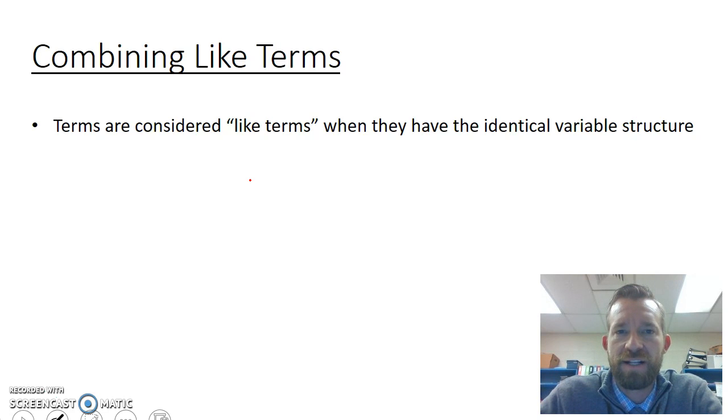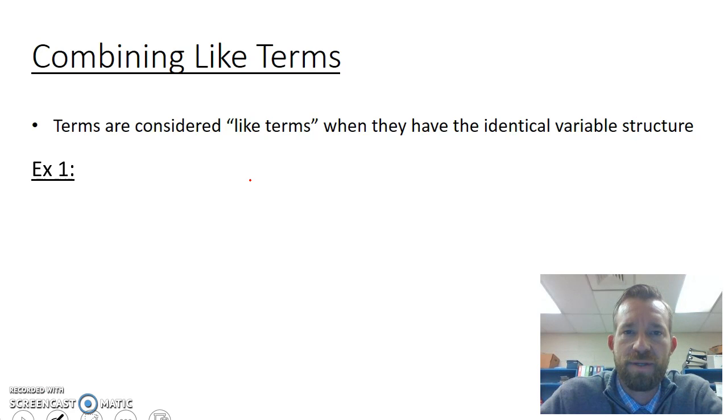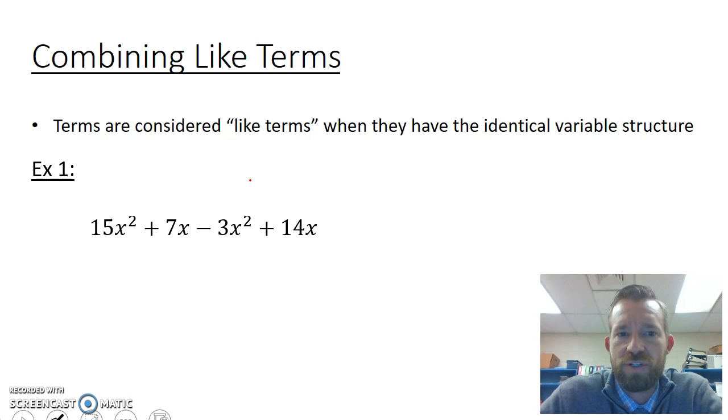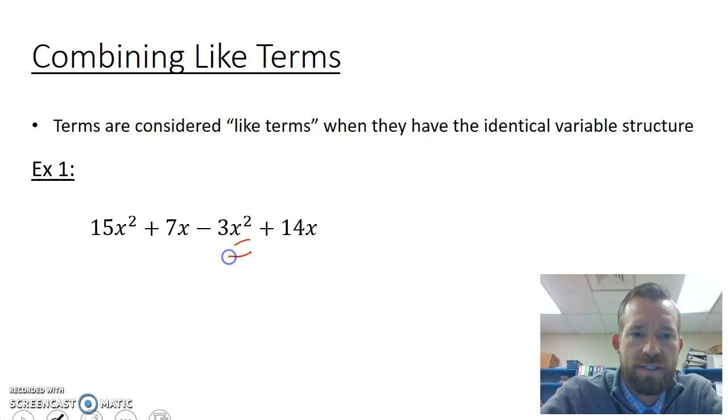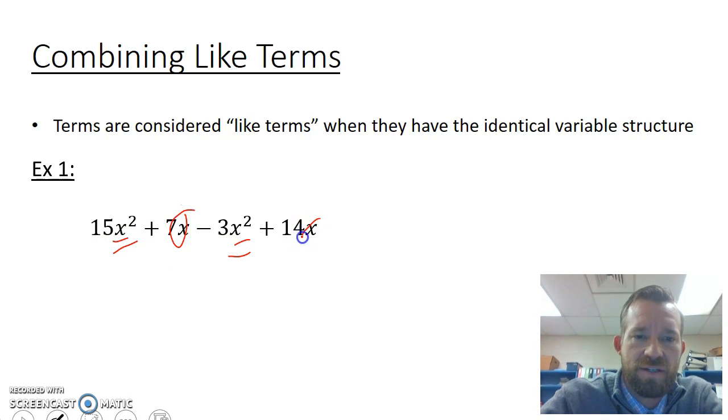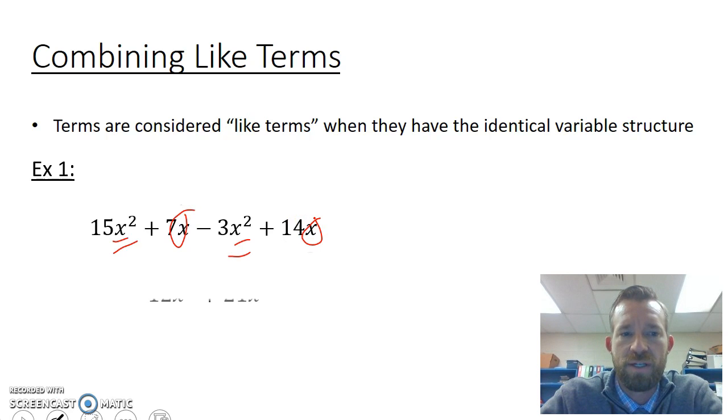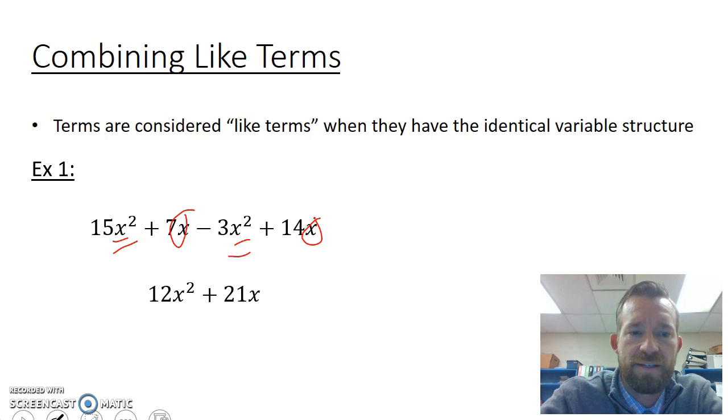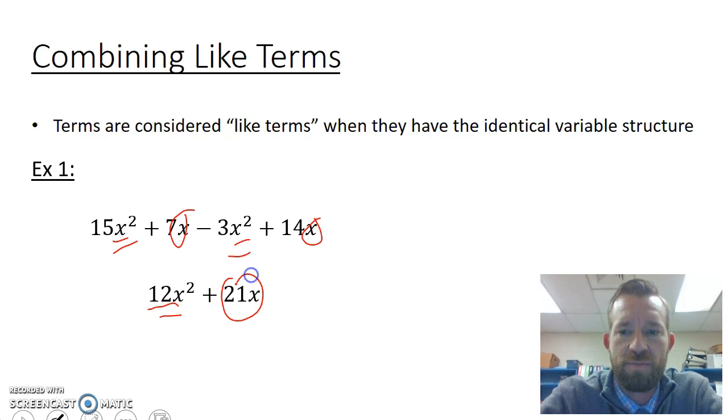Another thing that we do here is combining like terms. Probably a familiar thing, but like terms are defined as terms with an identical variable structure. So if you see an example like this, just because they all have an x doesn't mean they're all like terms. These x squared pieces are considered like terms, and then the x pieces are also like terms. As we join these together, the 15 and the -3 make -12x squared, while the 7 and the 14x make 21x.